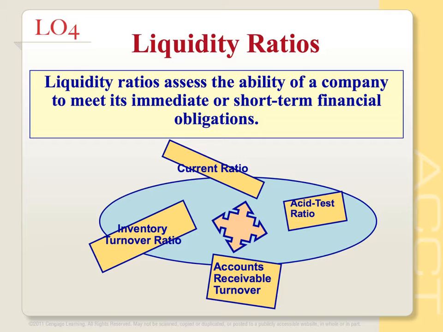The four key liquidity ratios are: first, the current ratio, the acid test ratio, also known as the quick ratio, and two that you might remember me mentioning from Accounting 210, the inventory turnover ratio and the accounts receivable turnover ratio. So we're going to go through each of the formulas for these particular ratios.